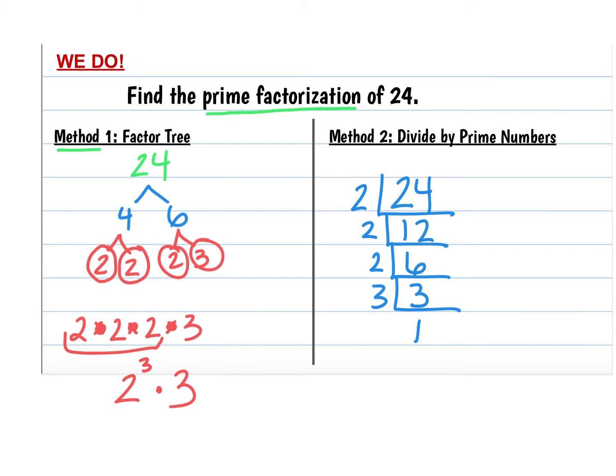You'll notice we have the same thing here. We have our same result of 2 times 2 times 2 times 3, or 2 cubed times 3. And double checking it, if you multiply those back together, you will get 24.